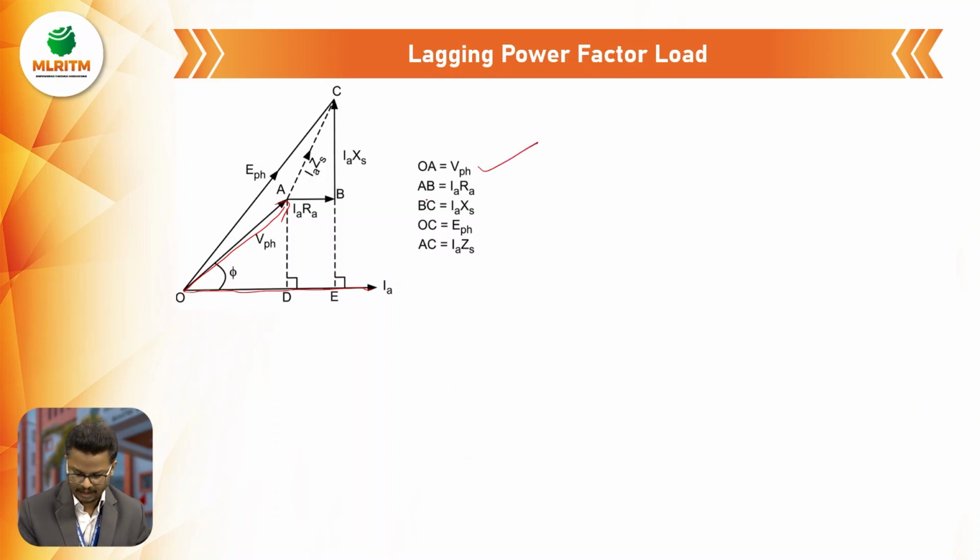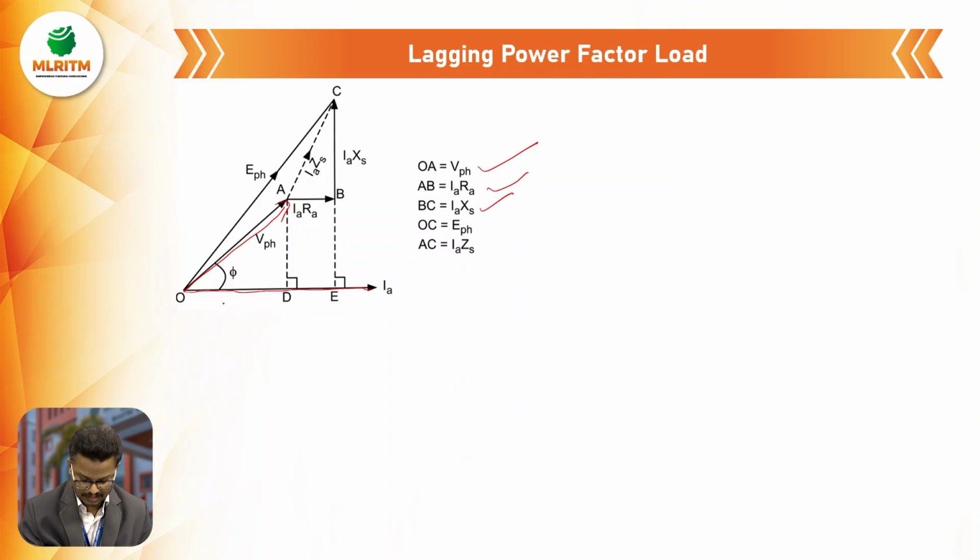Okay, AB is the IaRa, BC is the IaXs, OC is the E phase, and AC is the IaZs. So from this phasor diagram, now we have to derive the EMF equation. E phase we have to find. So now we will see step by step the E phase.